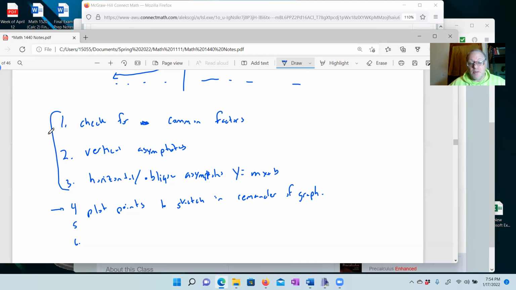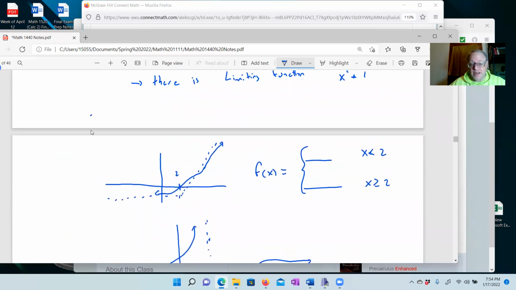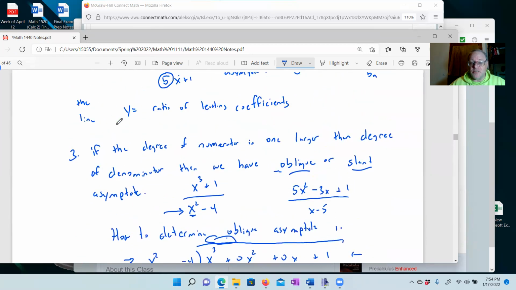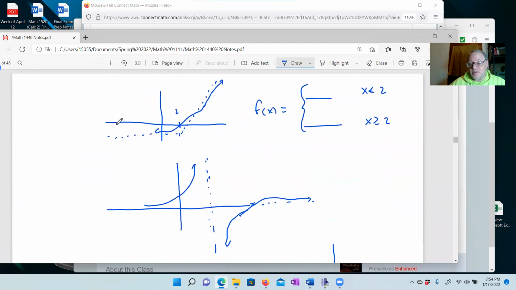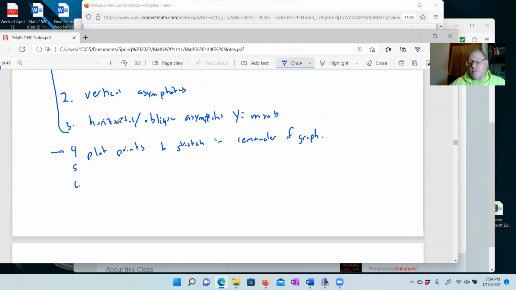So remember those. For the horizontal asymptote, the hardest part is figuring out which of the 4 conditions you are dealing with. Everything else, as long as you remember them, is pretty straightforward.